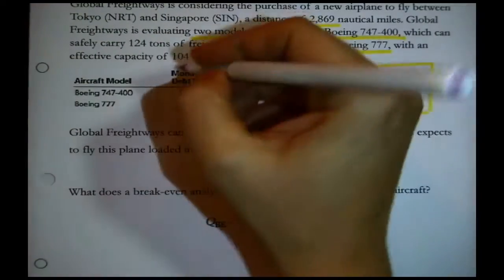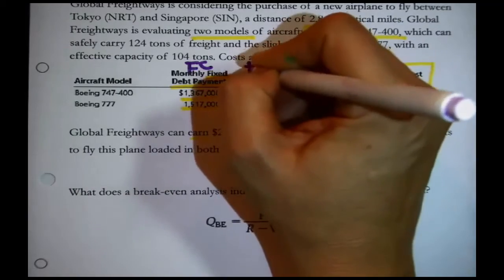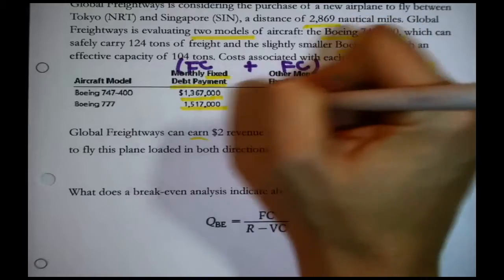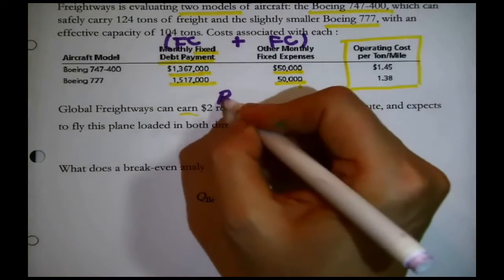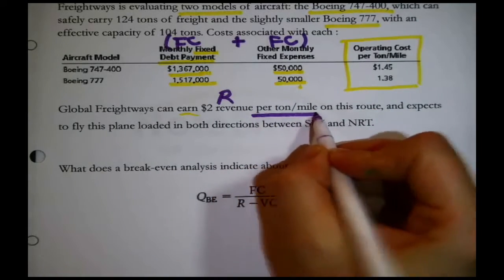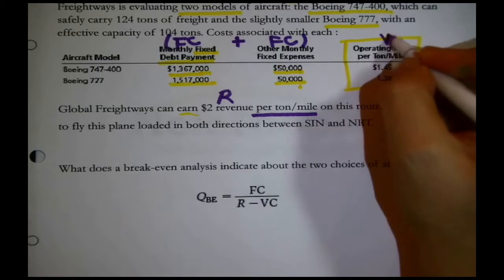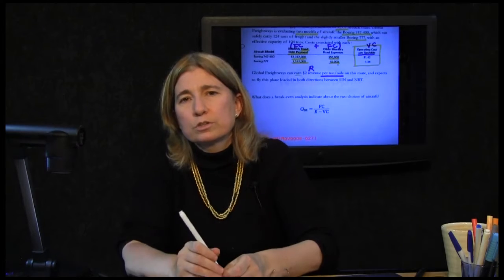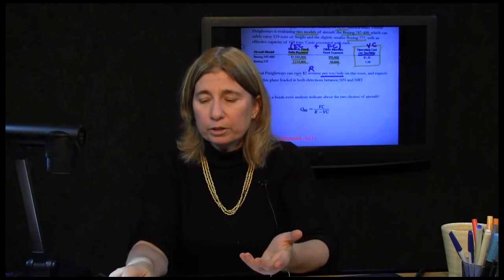FC is fixed cost. That was a fixed cost, and this was a fixed cost. So one thing we do need to remember about Global Freightways' situation is it's the sum of these two that's actually that fixed cost. The R stands for revenue. Here it's per ton mile. And VC stands for variable cost, operating cost per ton mile. That is exactly what that information is. Then I just need to fill out that formula.